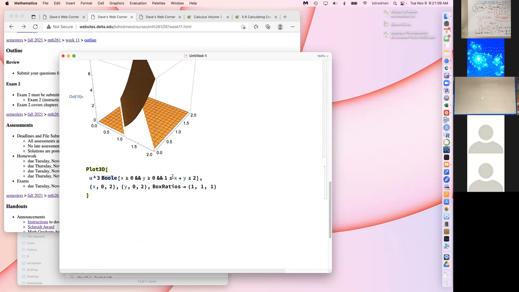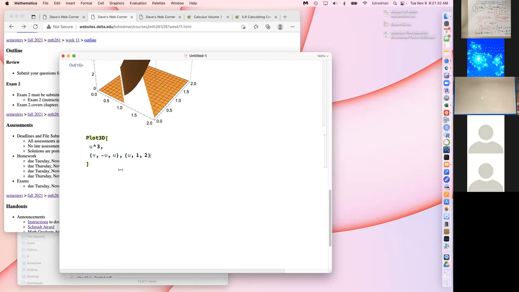And let's take this, we're going to try to plot the transformed region now, where U, V goes from minus U to U, and U goes from 1 to 2. And we'll bring the box ratios in if we want. So let's try this plotting region right here. Not a machine size real number.